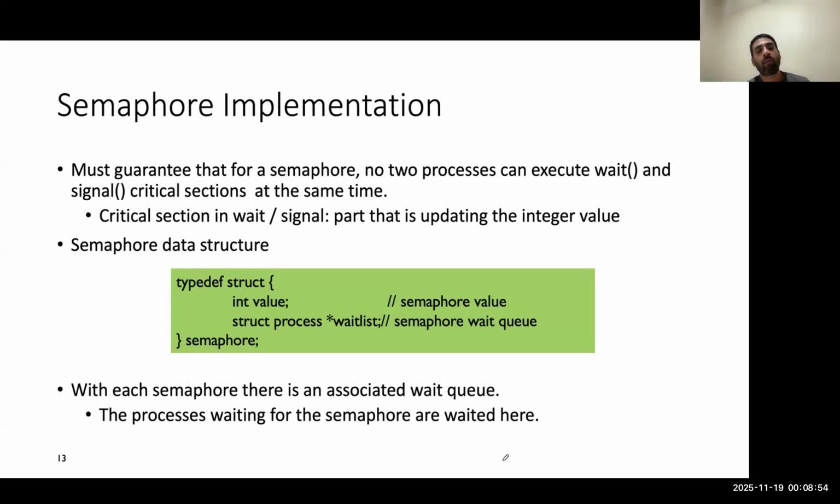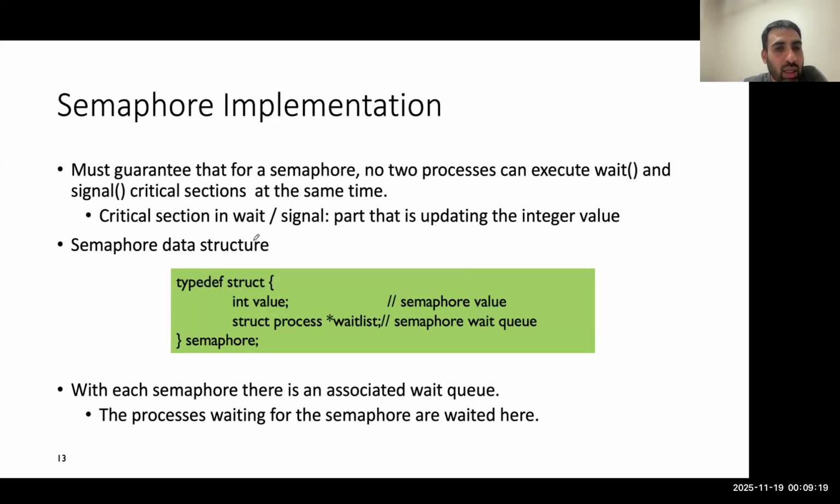Again, remember we said that wait and signal operations need to be atomic, which means that we need to make sure that only one process can execute wait at a given time, and the same is true for the signal operation. So it means they need to be implemented as a critical section, right? So how can we do that? How can we implement that?